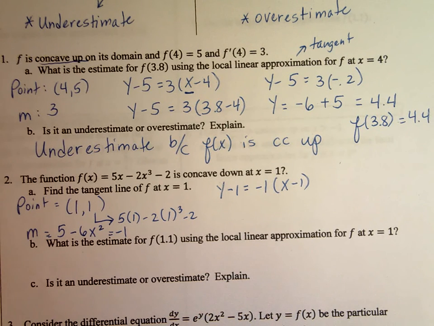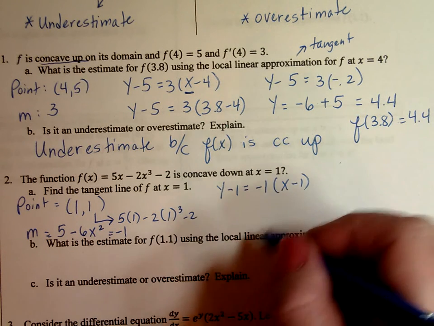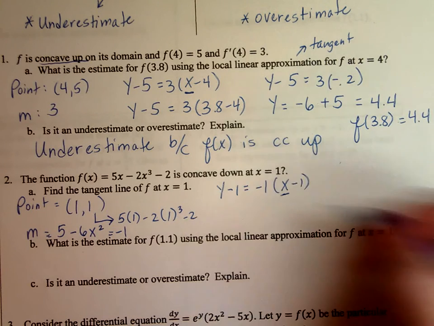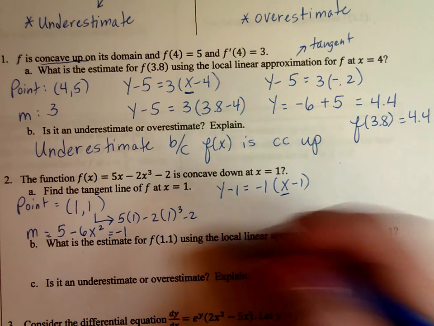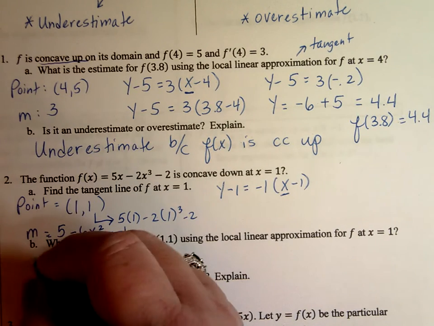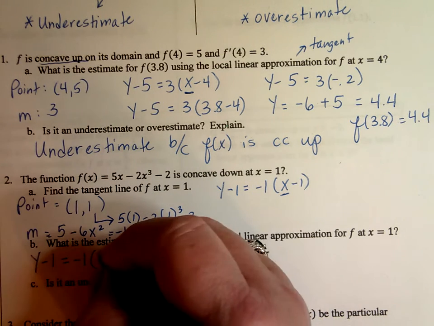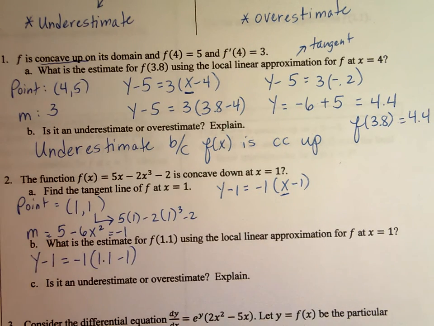Then that's it. They want me just to find the equation of the tangent line. There it is. What is the estimate for f of 1.1 using the local linear approximation for f at x equals 1? What do you do? You find the tangent line, you plug in an x value of 1.1 and see where it comes out. So here I go. Y minus 1 equals negative 1 times 1.1 minus 1. A whole lot of 1s.